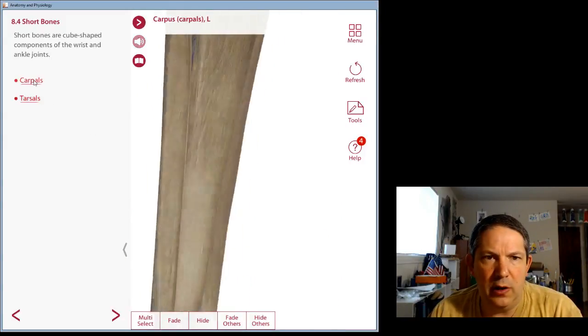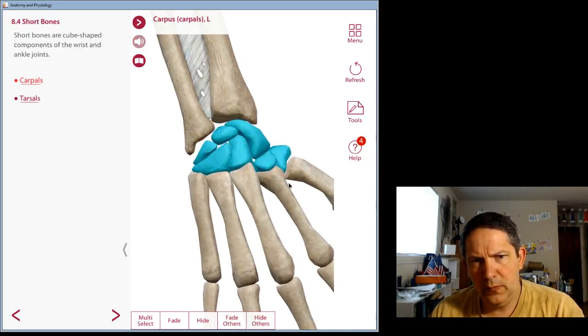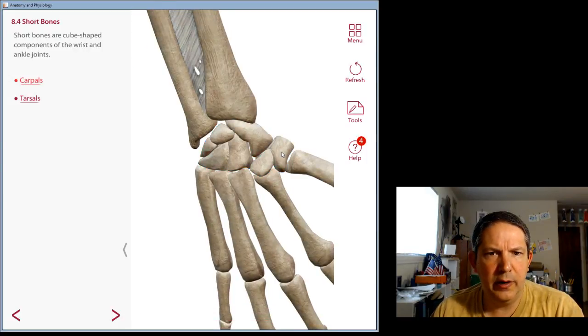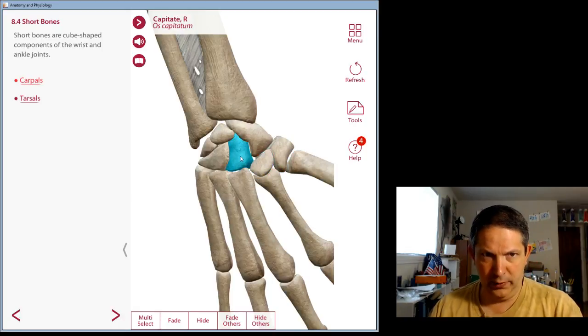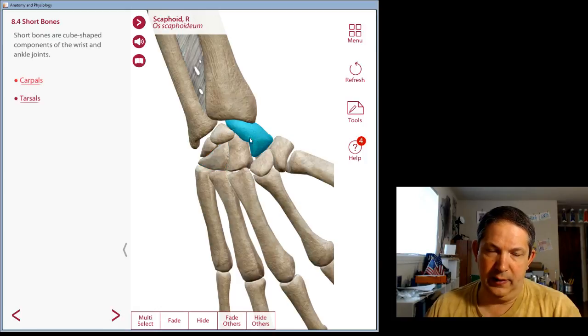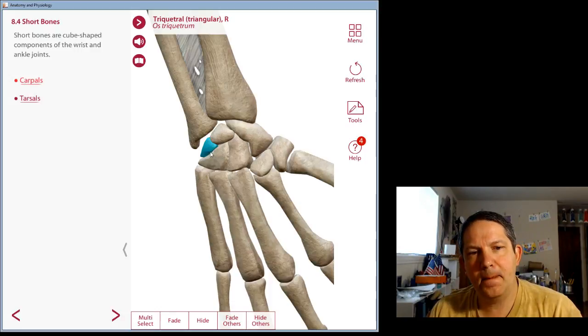The carpals also have individual names, and sometimes classes learn them in introductory classes, and sometimes they don't. They have some interesting names like the trapezium and the trapezoid and the capitate and the hamate, and then the scaphoid, lunate, and triquetral or triquetrum, which is a triangular one.